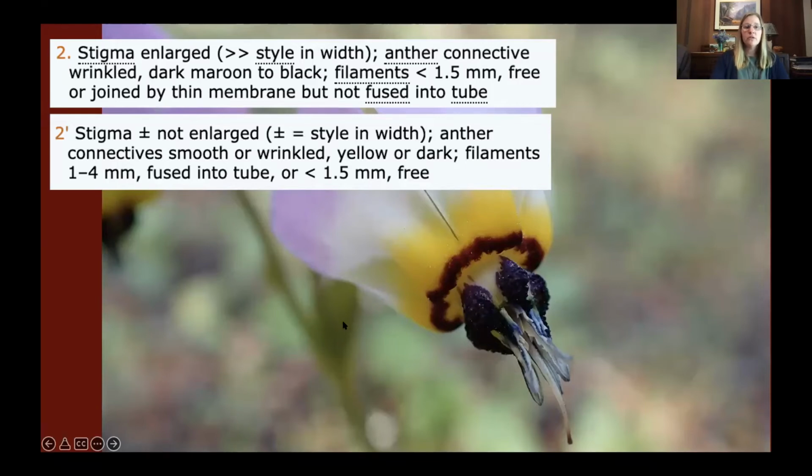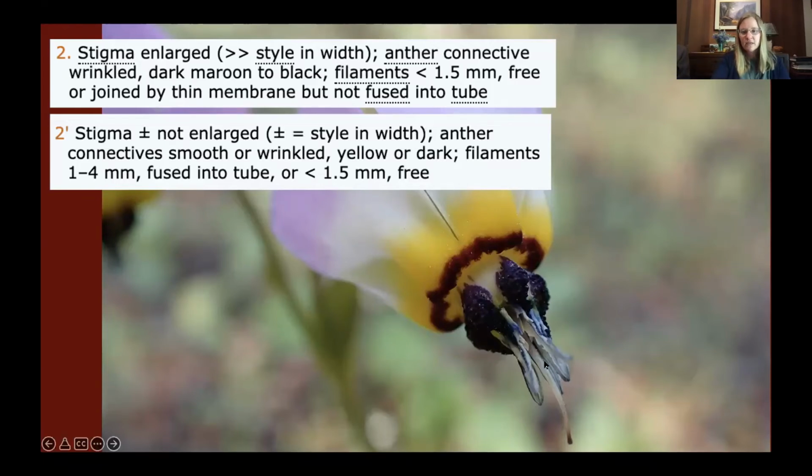Stigma enlarged, much larger than the style in width. Anther connective wrinkled, dark maroon to black, filaments less than 1.5 millimeters, free or joined by thin membrane, but not fused into tube. Or stigma more or less not enlarged, more or less equal to the style in width. Anther connective smooth or wrinkled, yellow or dark, filaments 1 to 4 millimeters, fused into tube, or less than 1.5 millimeters free.